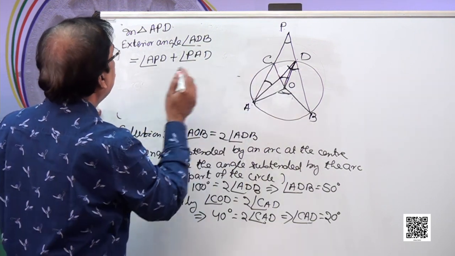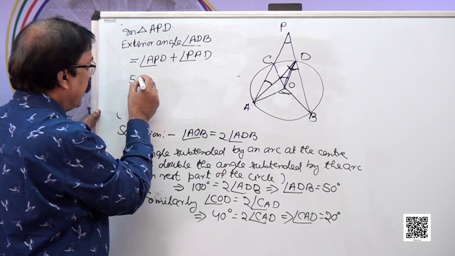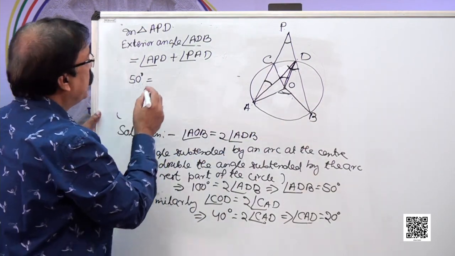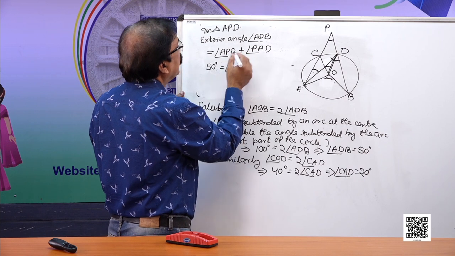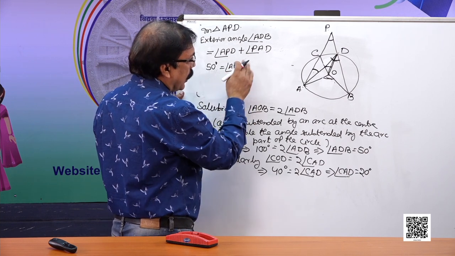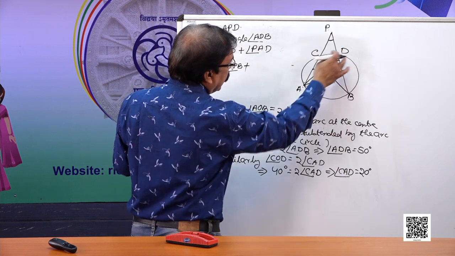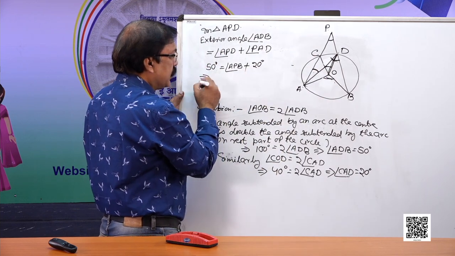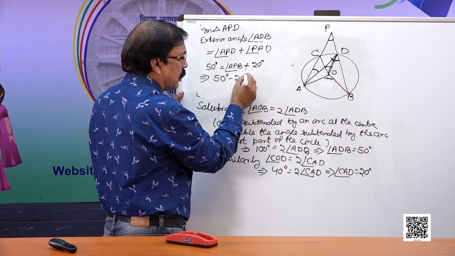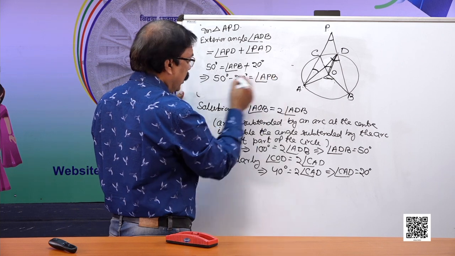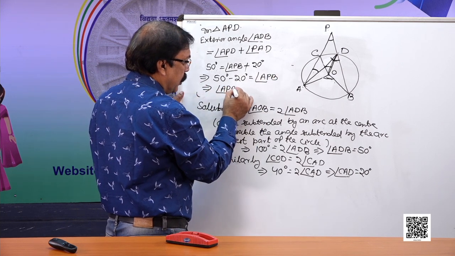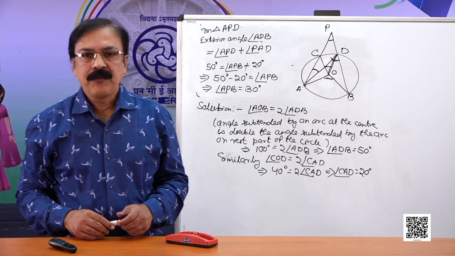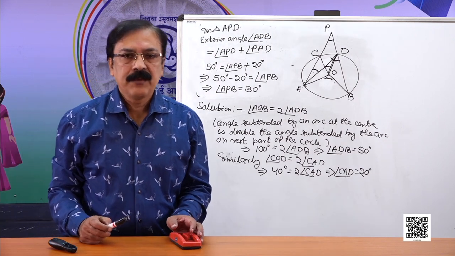So, angle ADB, as we know, is 50 degrees, which is equal to angle APD, the same as angle APB. So, in place of APD, we can write APB, and in place of PAD, we can write the value of CAD, that is 20 degrees. From this, we get 50 degrees minus 20 degrees is equal to angle APB, or angle APB is equal to 30 degrees. Thus, we can find the value of angle APB by using the previous theorem.